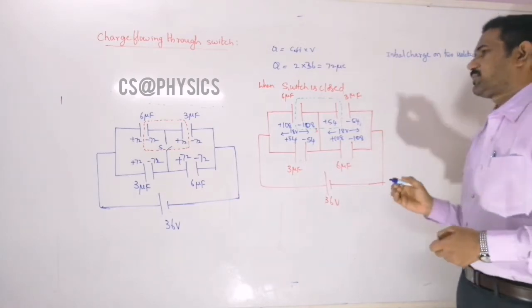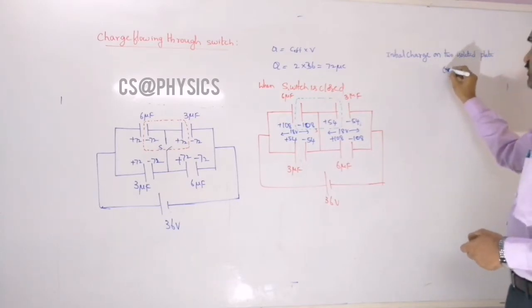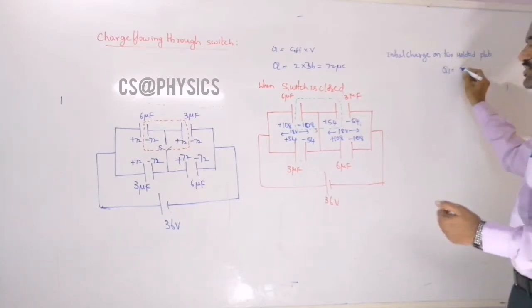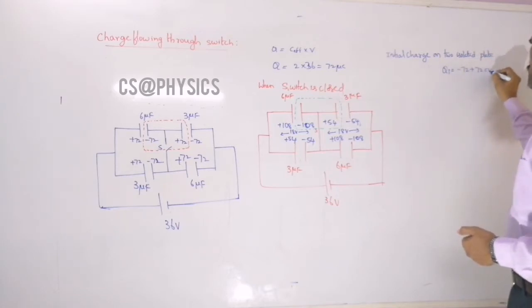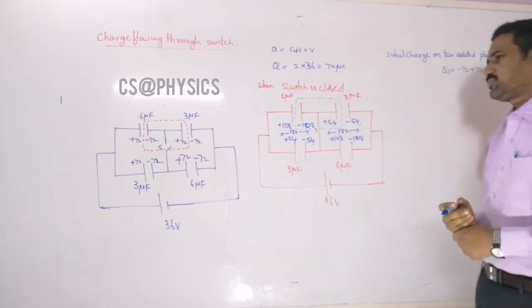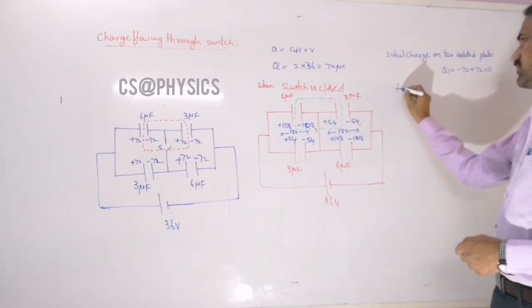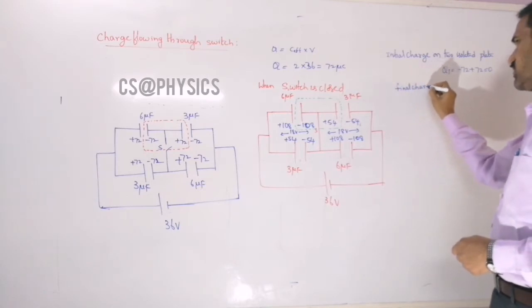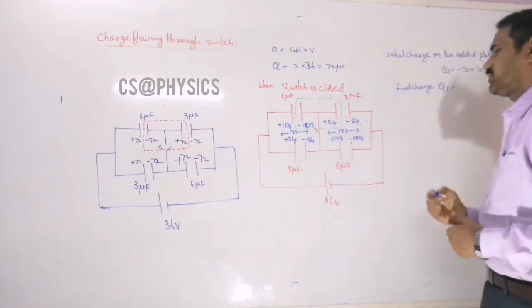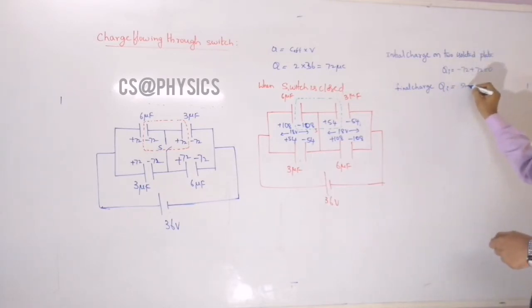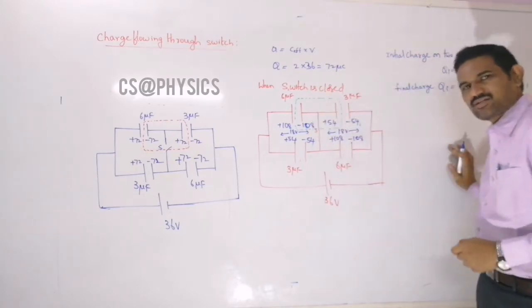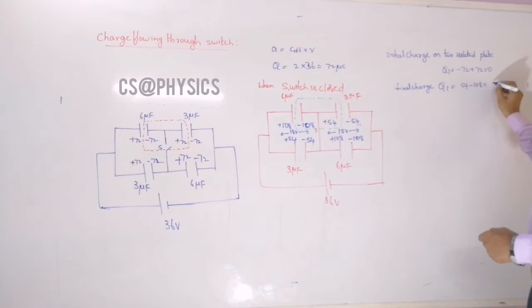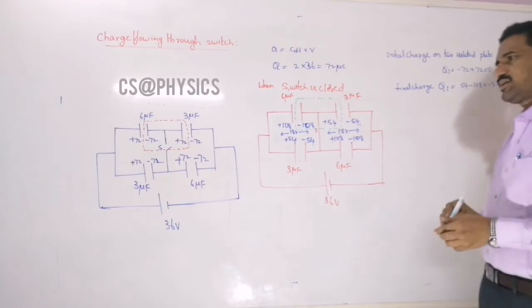On two isolated plates, the charge is equal to... that means I am taking that as Q initial, which is nothing but minus 72 plus 72, which is 0. So initially there is no charge on those two plates. Then the final charge, we can write this as Q final, is equal to 54 minus 108, right? So this is 54 and this is 108 here, and that is nothing but minus 54 microcoulombs. So it is the final charge on that.